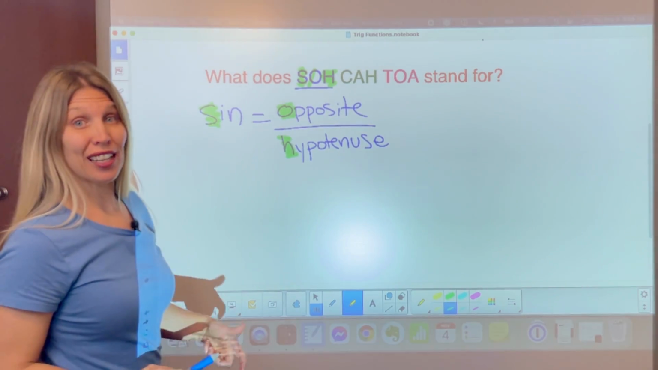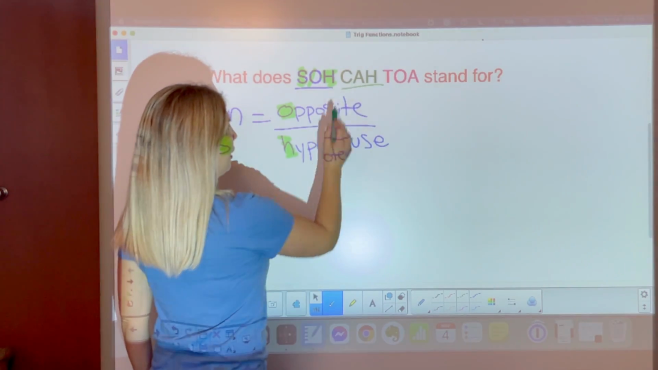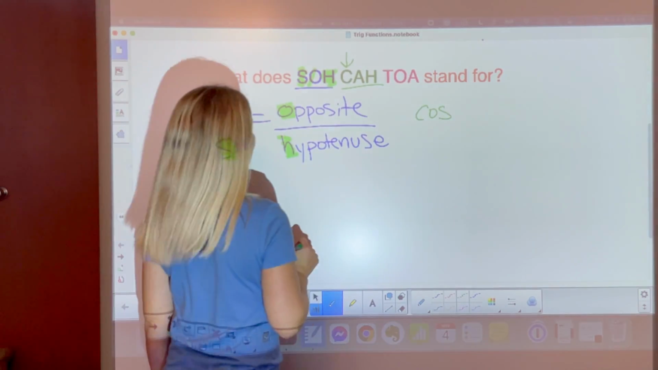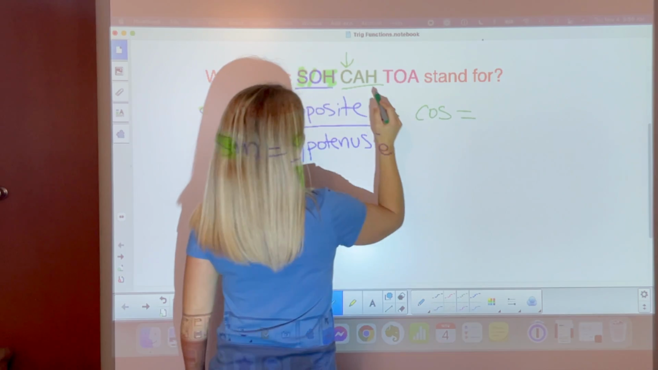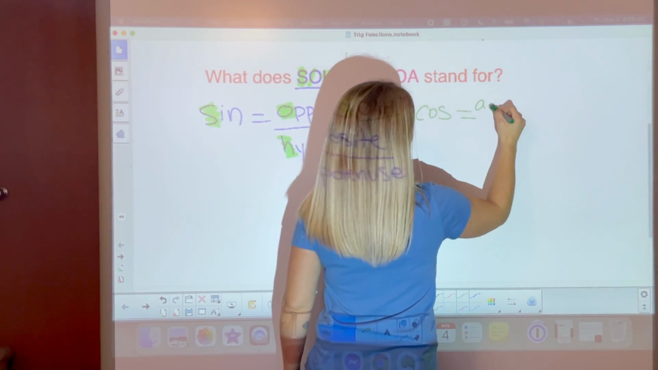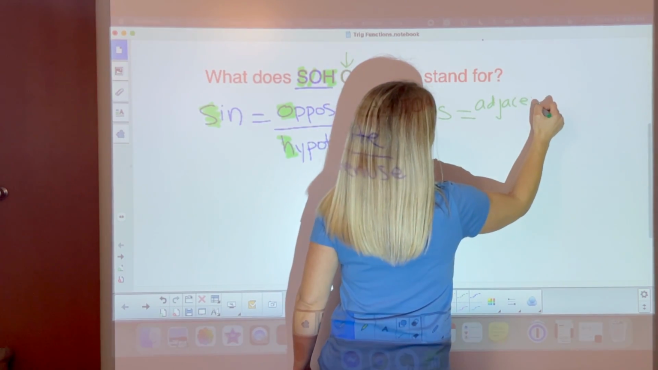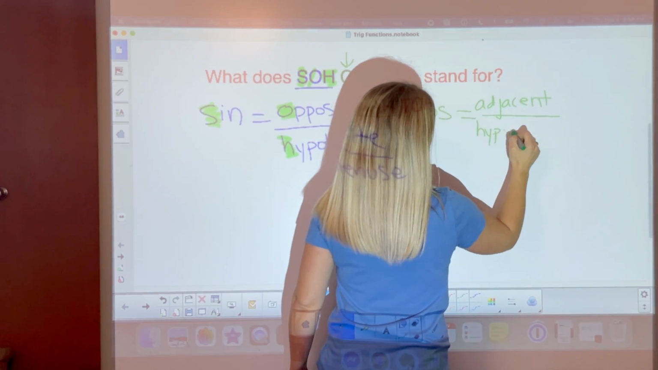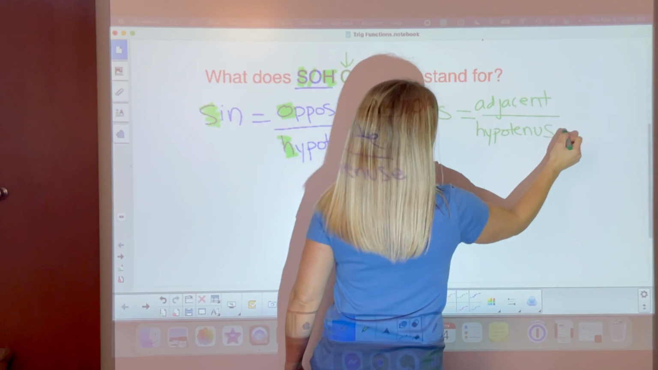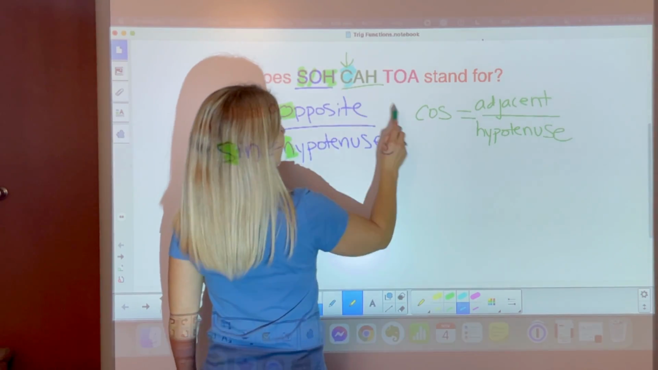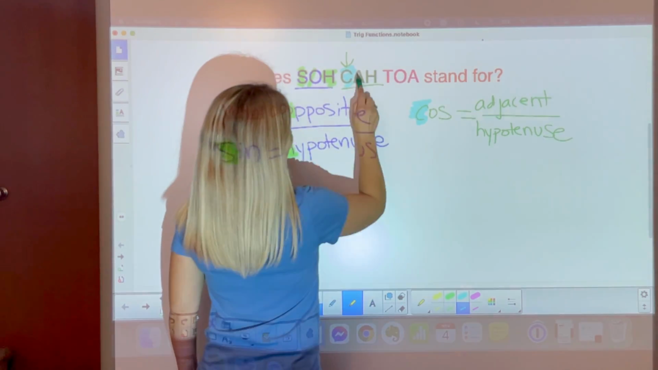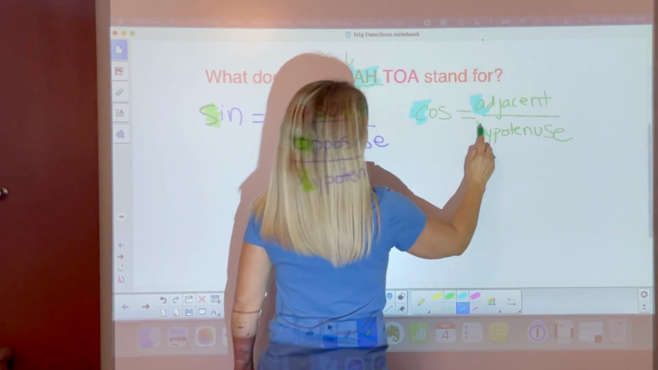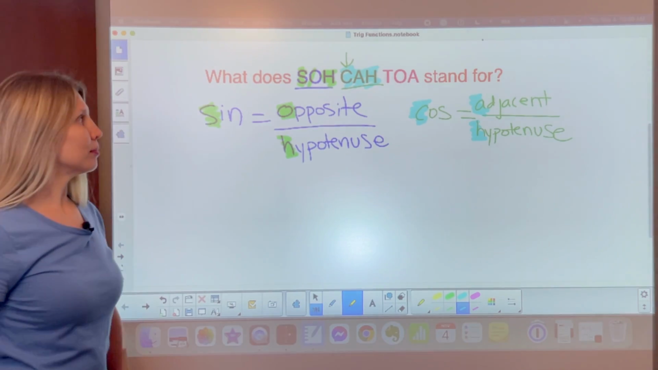So that's where the SO part comes from. Now let's talk about the second part, the CA. So the C is going to stand for cosine, and that's going to equal, the A is for adjacent, and the H is again for hypotenuse. So your C is for your cosine, your A is for your adjacent, and your H is for your hypotenuse.